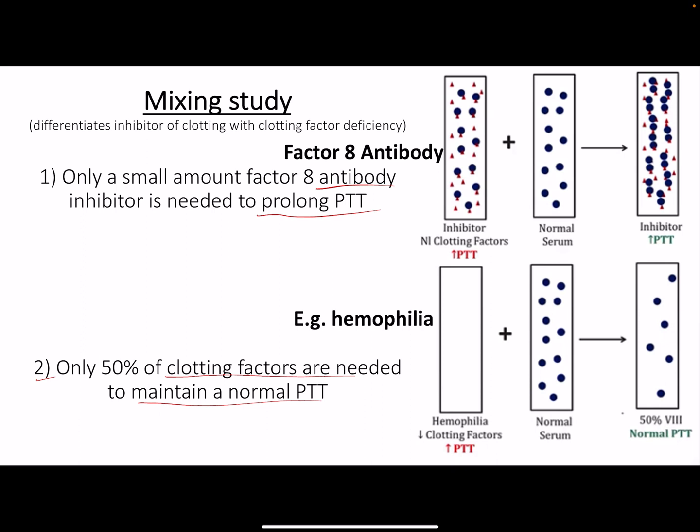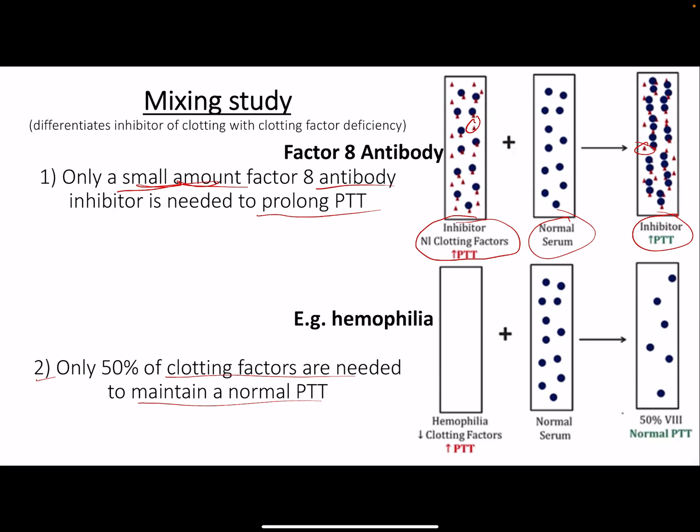So what's going to happen is this might be my patient. So let's say the truth is that my patient has an inhibitor. They have the antibody. We mix their serum with normal serum, and the inhibitors, the little triangles, are going to still be there. And like we said, you only need a small amount of an inhibitor to inhibit everything. So this will prolong the PTT.